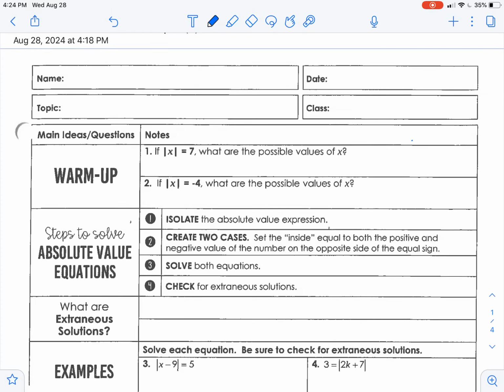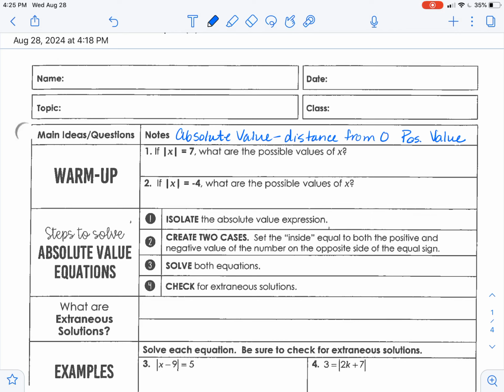Okay, so in this video, we're going to be talking about absolute value and how to solve absolute value equations. So let's just get started again with our definition of absolute value. Remember, absolute value, by definition, is the distance from zero. So when we talk about some distance, we're always going to be talking about a positive value. So anytime you have absolute value, you're going to have a positive value.